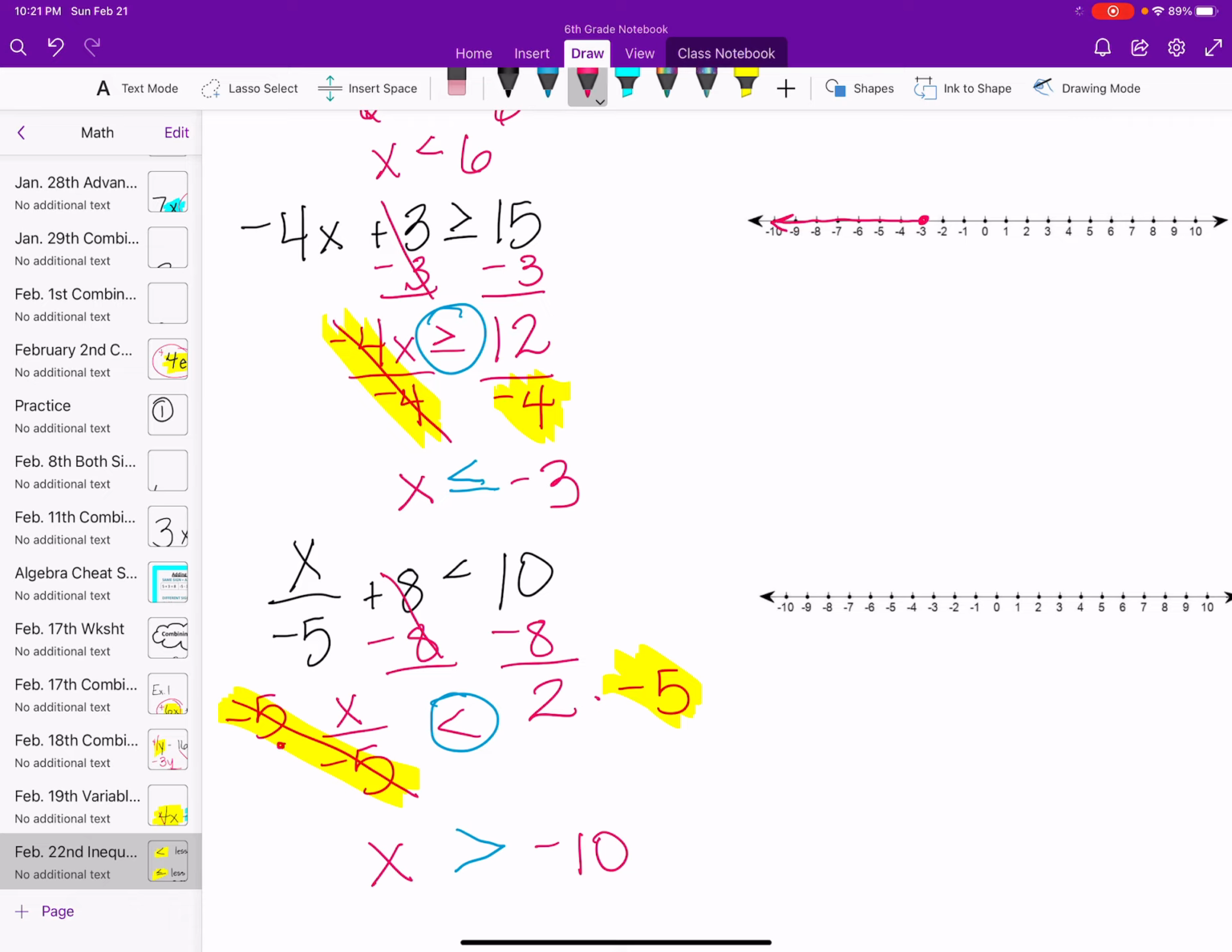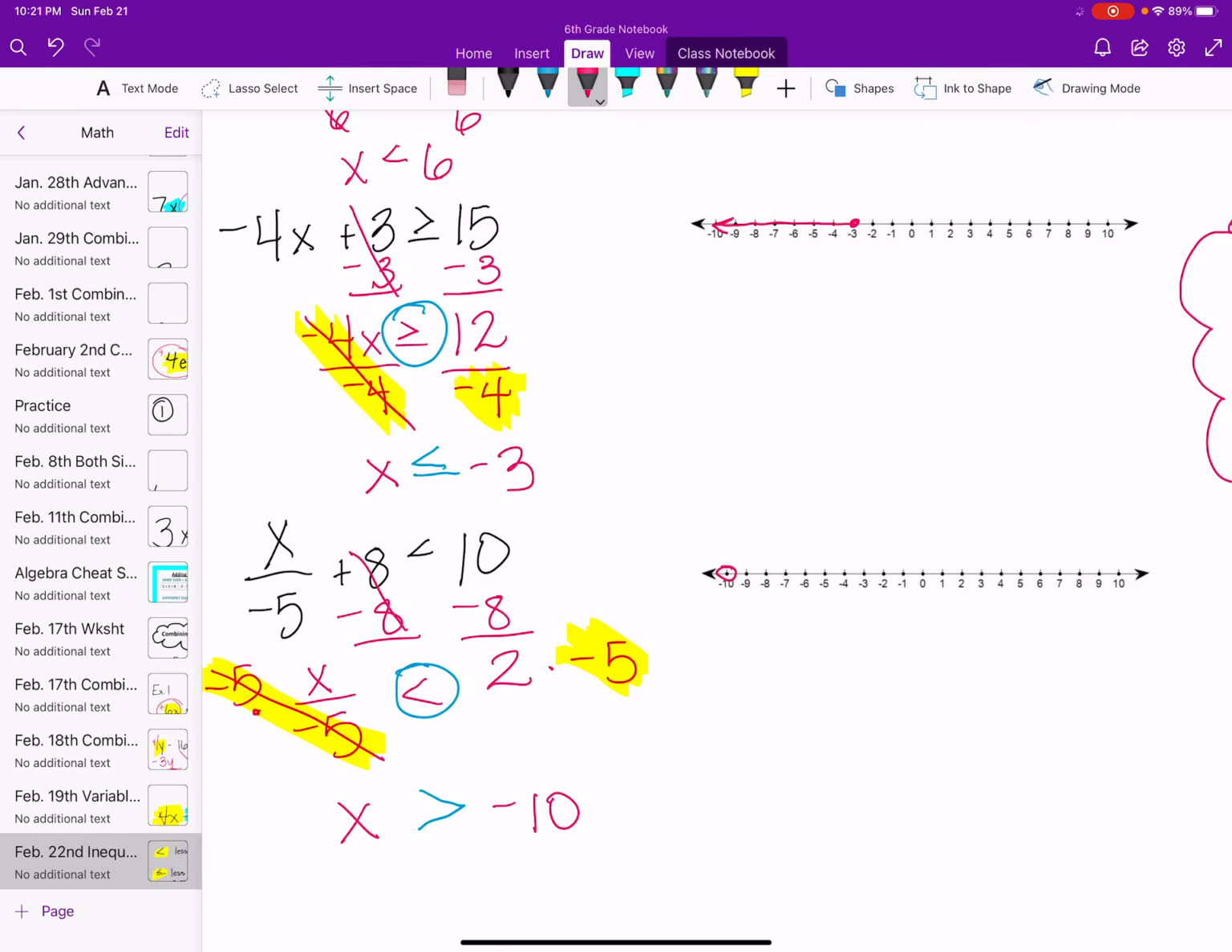I'm saying that it's just greater than it. It can't be -10. It has to be greater than -10, which means I'm going to put an open circle at -10, and I'm going to draw an arrow to where my numbers are more than -10. So they're greater than that. And so I'd be drawing my arrow to the right.